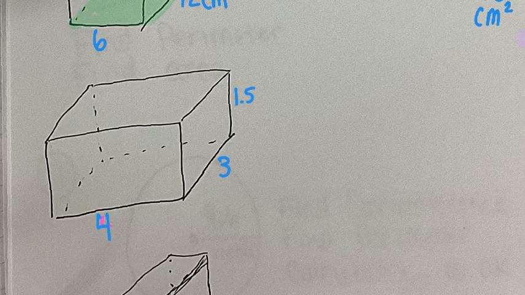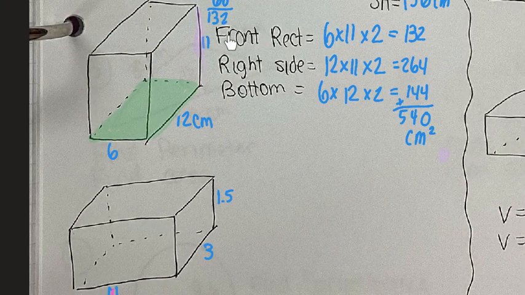Now, let's talk about this. Does it really matter if I call it front and back, left and right, top and bottom? We're really just doing every combo. So you're going to do a 6 and 11 combo, a 12 and 11 combo, and a 6 and 12 combo. You don't need to write these words. This is just to help you understand what we're doing, but multiply these, multiply these, multiply these. You could even wait until the very end and double. You don't have to double in here. You could multiply, multiply, multiply, add them all up, and then double.